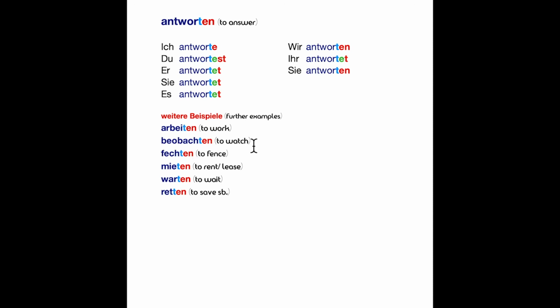Beobachten, to watch, word stem ending in a T: beobacht. Then fechten, to fence, word stem ending in the T: fecht. Then mieten, to rent or lease, word stem ending in the T: miet. Then warten, to wait, word stem ending in the T: wart. And retten, to save somebody, word stem ending in the T: rett.